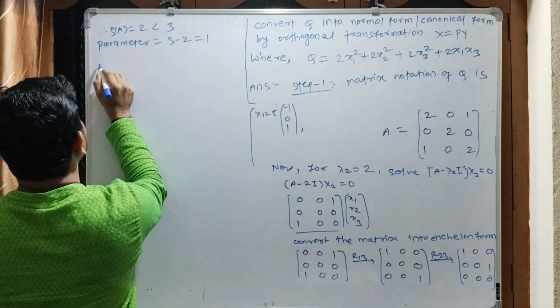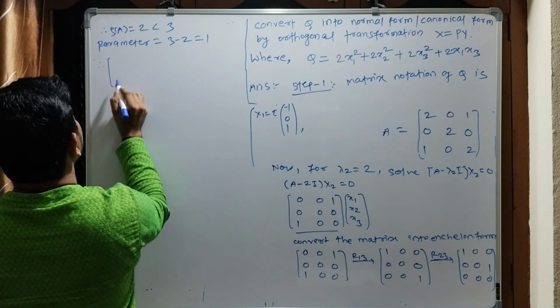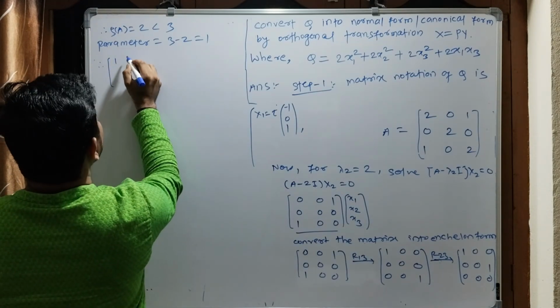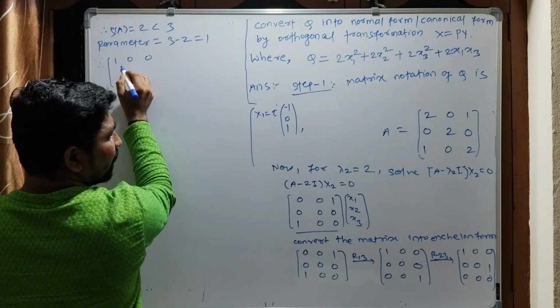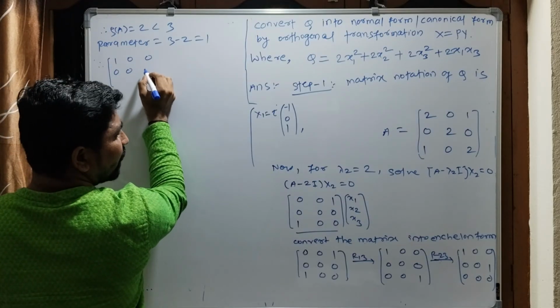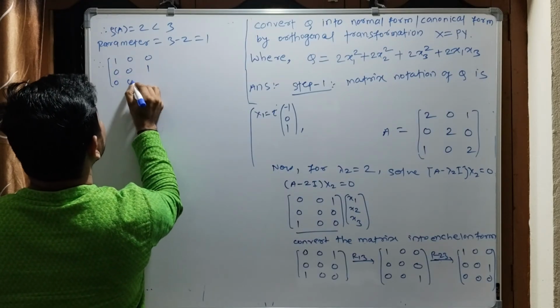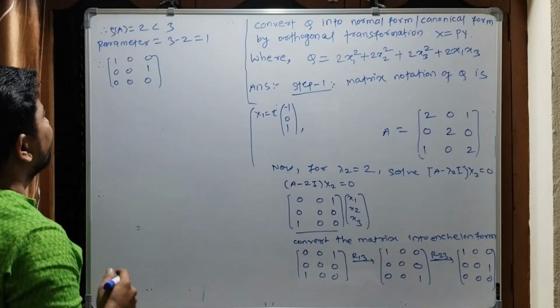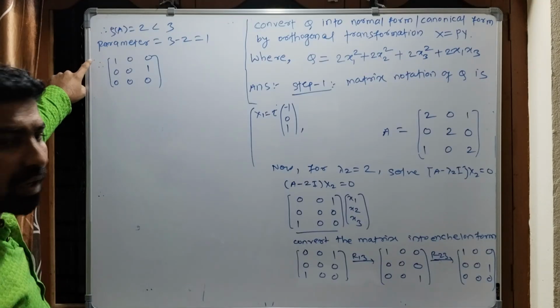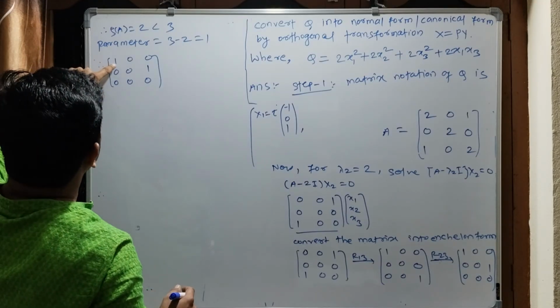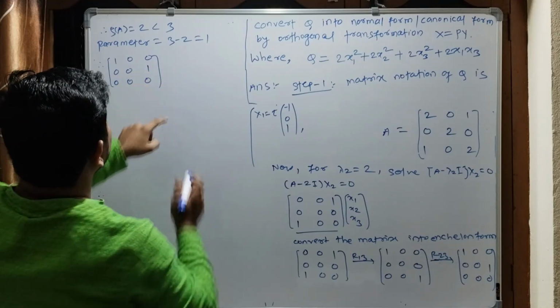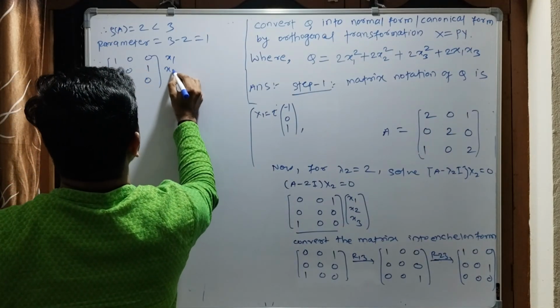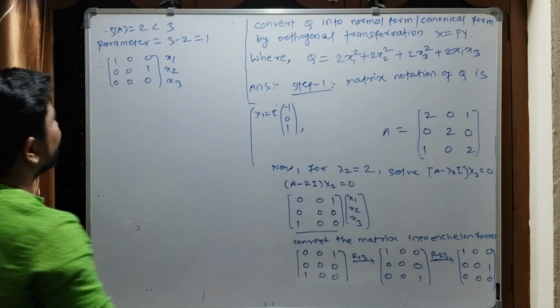Therefore I use back substitution. First I will write the given matrix: 1 0 0, 0 0 1 and 0 0 0. This is the given matrix. Now here you can observe one thing corresponding to this. Let's say this is my x1, this is my x2, and this is my x3.